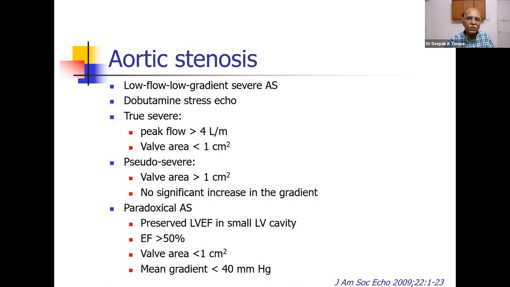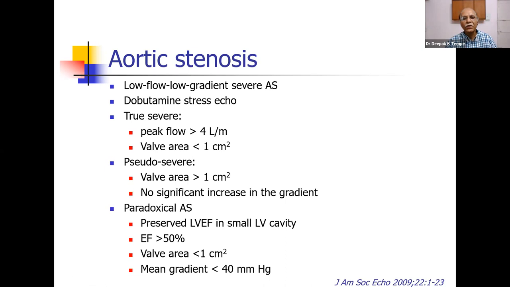If you see that the patient has a good ejection fraction, more than 50%, but the valve area is less than 1 cm², and the mean gradient is less than 40 millimeters of mercury, that means he has a paradoxical AS. He does not have a true aortic stenosis, because his gradient is less because the ejection fraction is more. His ejection fraction is more, but he's hypovolemic. Therefore, his gradient is less because the stroke volume is less.